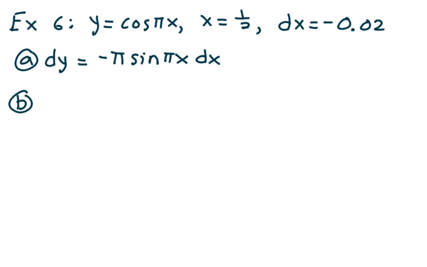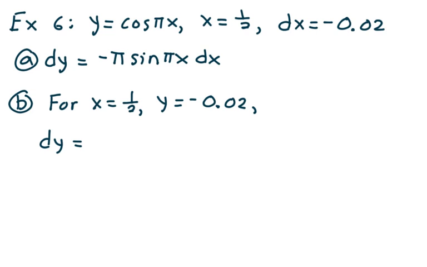Now, for part B, for x equal 1/2 and dx equal negative 0.02, dy, so this is really just an exercise in plugging these values in, and by the way, that should say dx right here. So you should get negative pi sine. Now I'm going to replace x with a half. So it's pi over 2. And I'm going to take that and then I'm going to multiply it by negative 0.02.